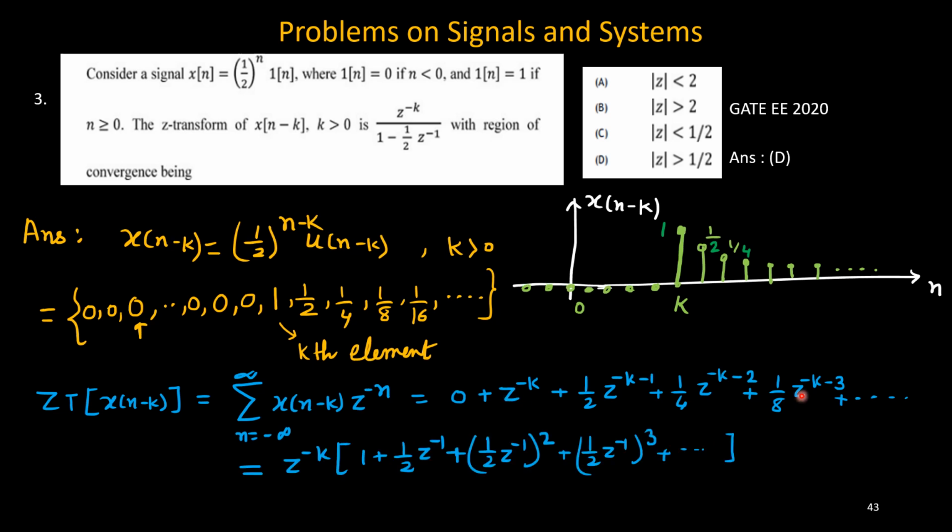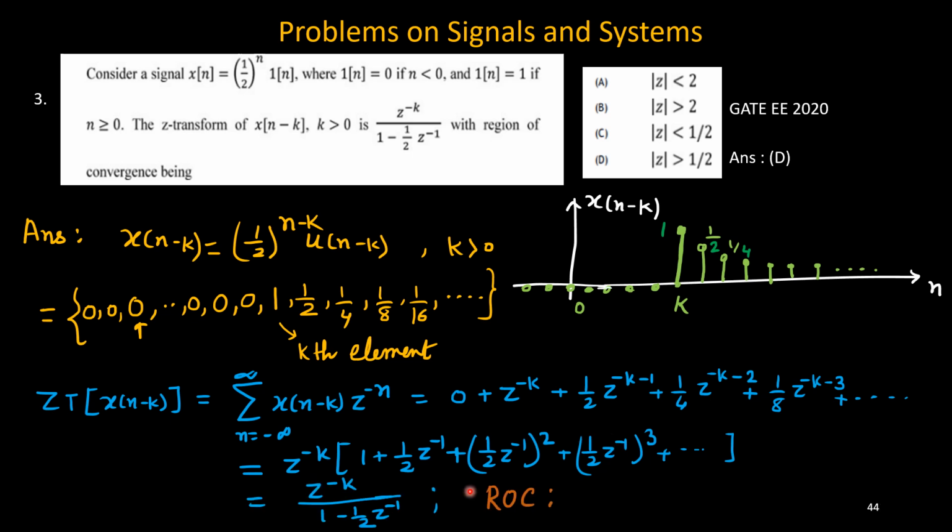Now z to the power minus k I can take outside common. Then again I will get the same sequence: 1 plus half z to the power minus 1, half z to the power minus 1, that square, like that. So same series, only z to the power minus k outside. So obviously we'll get the same condition for convergence.